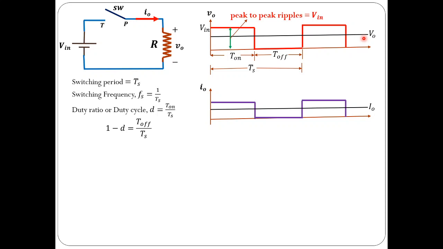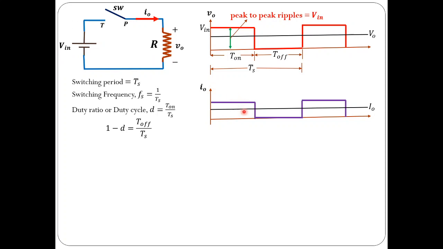Now if you observe carefully, even though the average value of the output voltage is positive, there is a ripple in the voltage. The output instantaneous voltage would oscillate around the average value. So we have a peak to peak ripple equal to V in, the same as the input voltage. If the input voltage is more, then the ripple would be more.